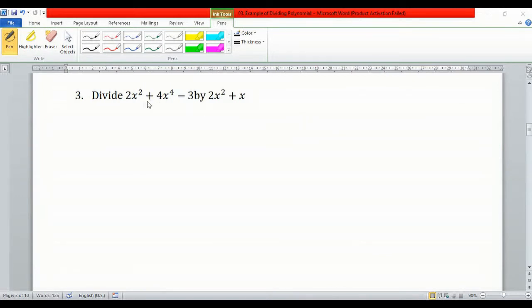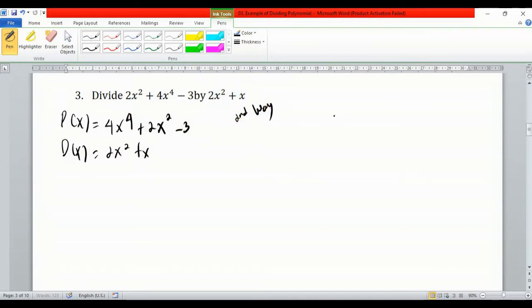Number 3, divide 2x squared plus 4x power 4 minus 3 by 2x squared plus x. Remember that P(x) should be in standard form, everyone. So I can write P(x) in standard form: the first term is 4x power 4, the second term is 2x power 2, then minus 3, and the divisor is 2x squared plus x. You can use the second way.